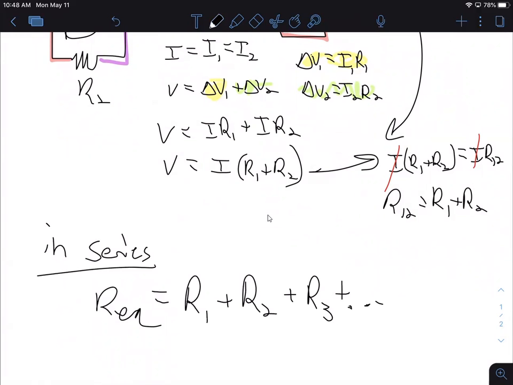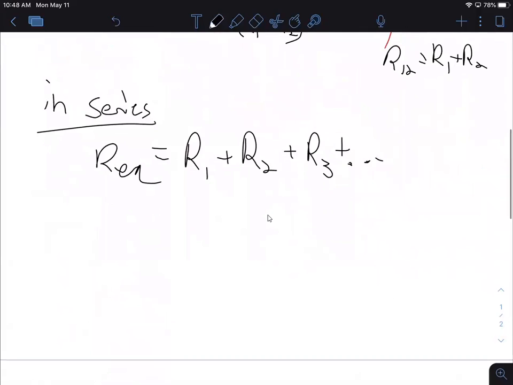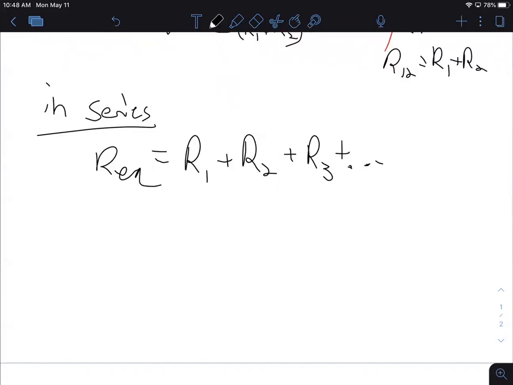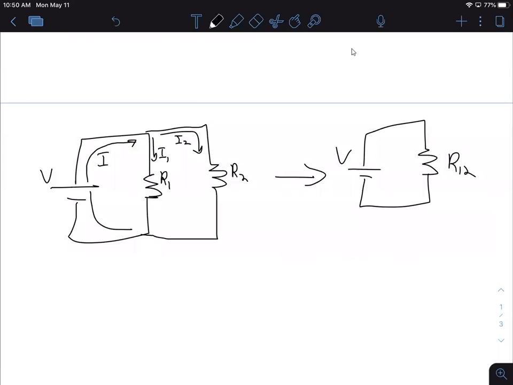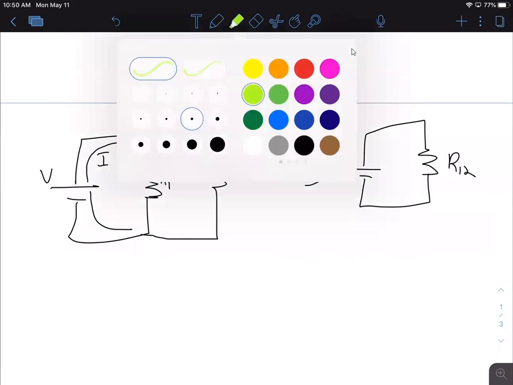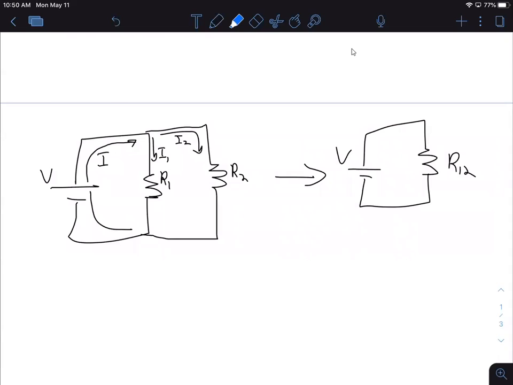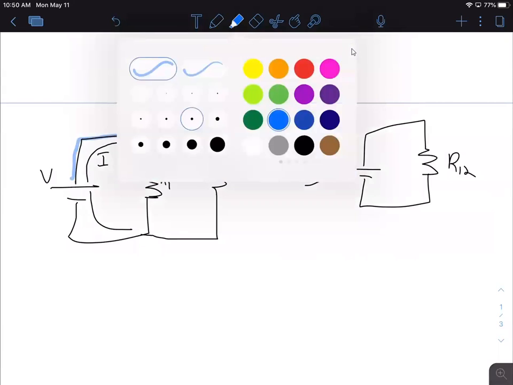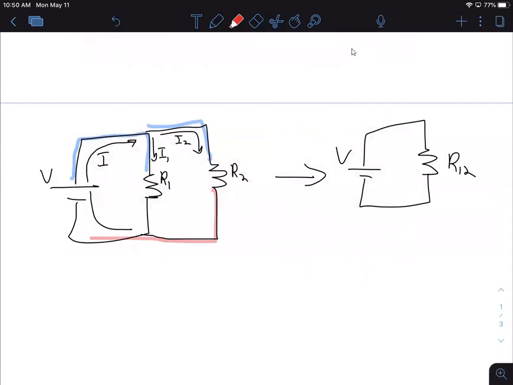Great. Well, now let's look at the parallel case. In this case, I have this parallel circuit where these resistors are in parallel. Let's look at the definition of parallel again real quick. They both experience the same change in voltage. The battery is adding V, and they're both taking away V. That's what makes them in parallel.